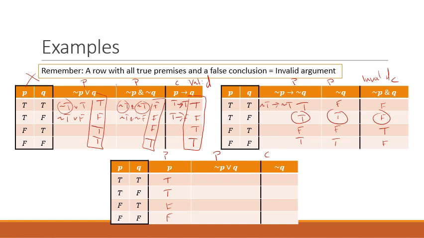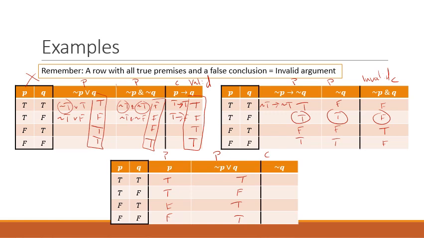So ORs are only false when they're both false. So we've got a negated P and a Q. So we're going to have false or true here, that's true. We're going to have false or false there, that's false. Excuse me, we're going to have true or true, which is true. And then true or false, which is true, sorry. So true, false, true, true. Remember, OR is almost always true except for when they're both false.